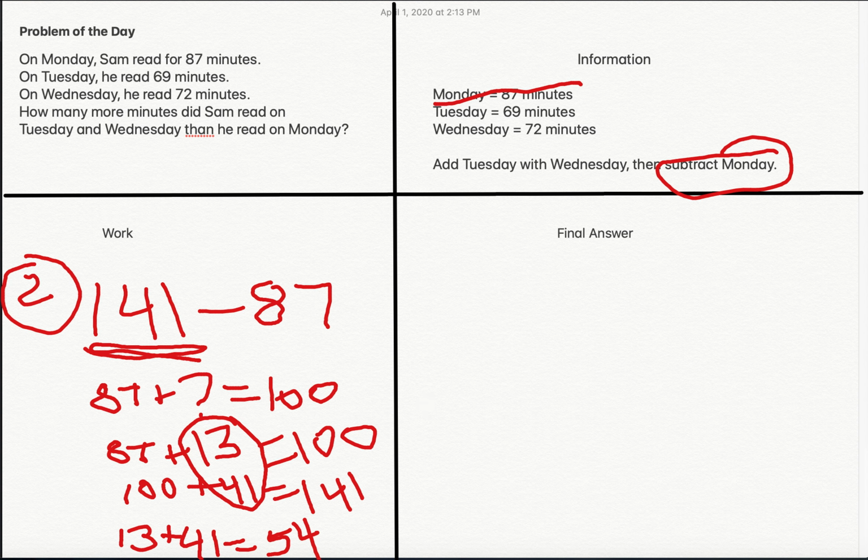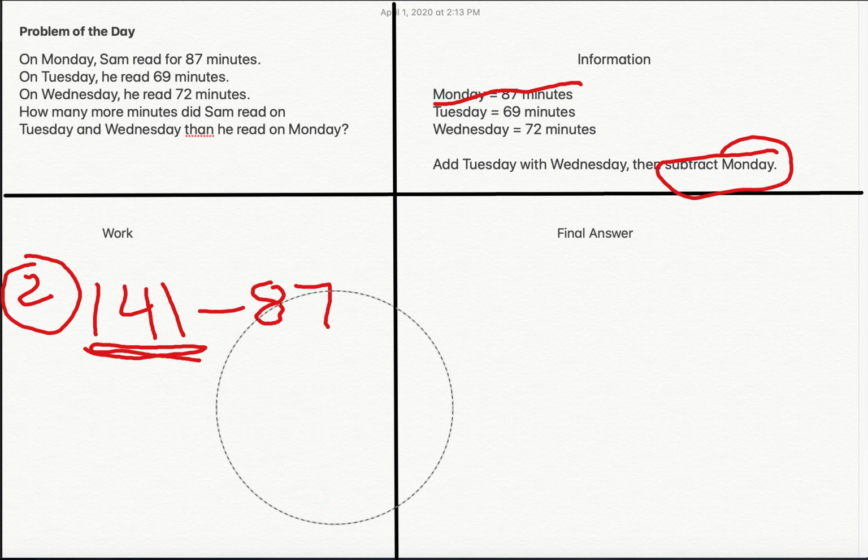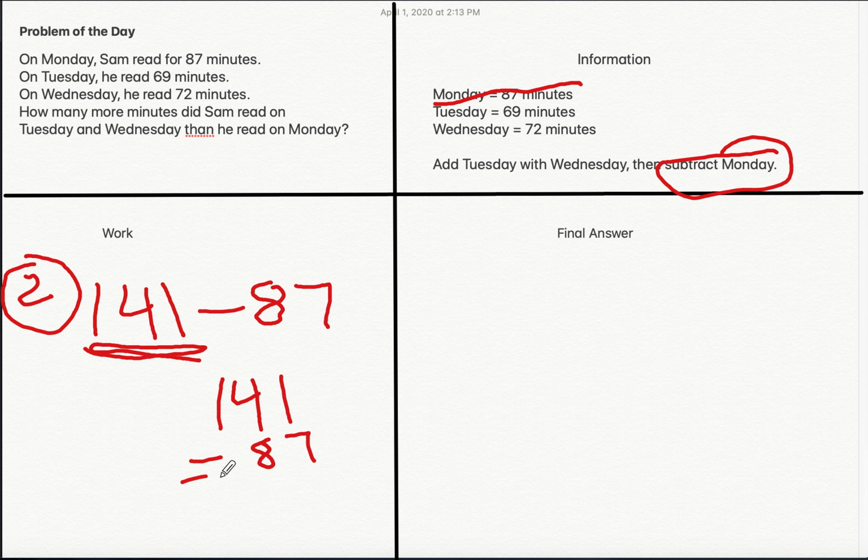So I'm going to erase this real quick. Here it is. Like I said, we want to do 141 minus 87. So let's see if we can kick it old school style. 1 minus 7. Now, I can't take 7 away from 1, can I? Nope, so I got to go to the tens and regroup. So my 4 becomes a 3, and my 1 becomes an 11. Can I take 7 away from 11?